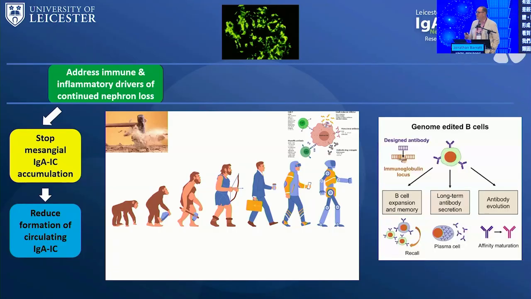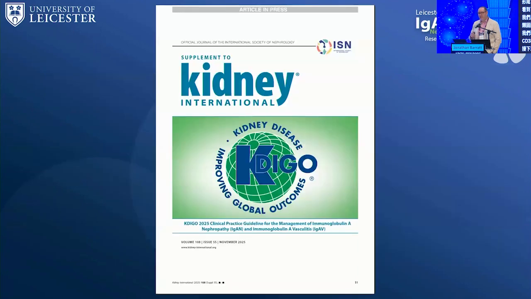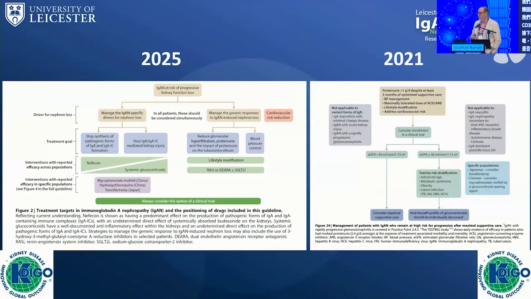Well, we're already seeing genome-edited B cells. Could it be that we will use gene therapy to reprogram B cells in patients with IgA nephropathy to stop them producing pathogenic IgA? Could that be on the cards? It could be. And so I come back to the KDIGO guideline, which is what we have at the moment. We've already started to look at a B cell-directed therapy that is targeting the mucosal microenvironment, and this is likely to increase as we get more therapies.